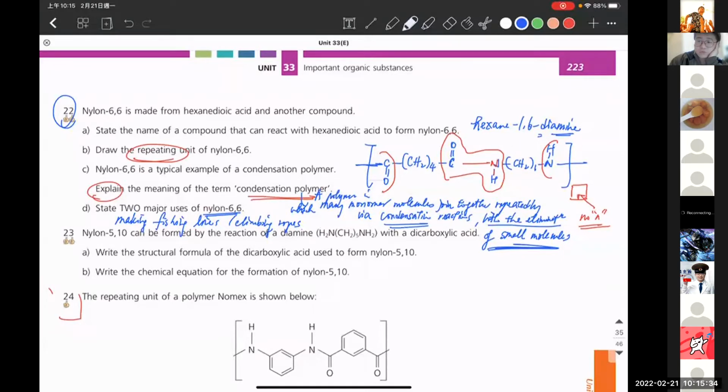Do you find the drawing of a polymer difficult or manageable? Can manage? I can see most of you got at least 6 marks.